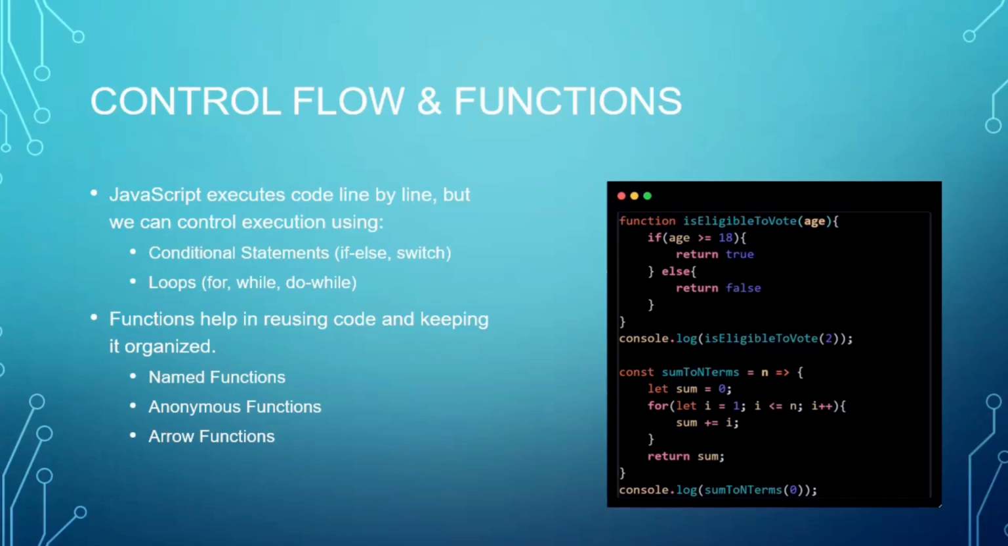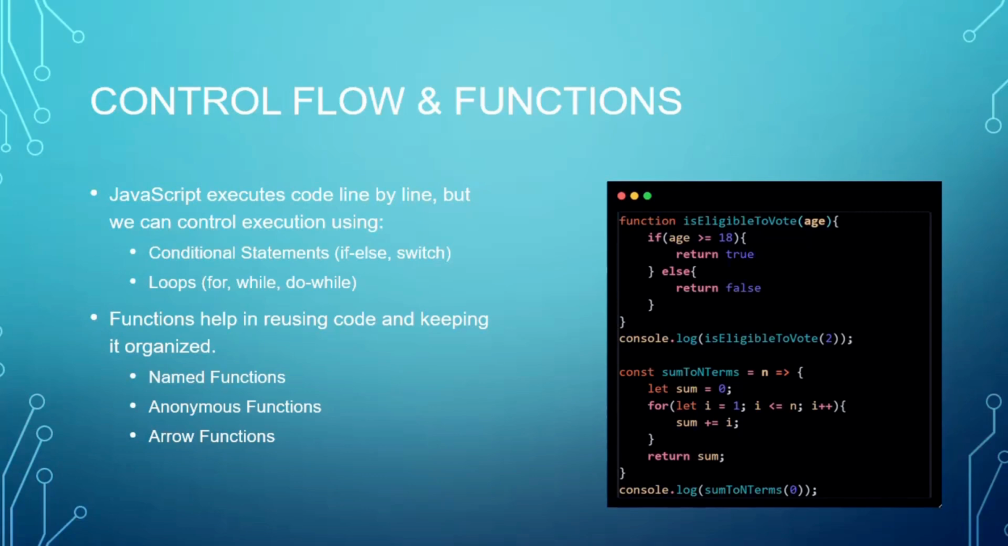Now let's talk about control flow and functions. JavaScript executes code line by line, but we can control the flow of execution using conditional statements and loops. Conditional statements like if-else and switch help us make decisions in our code. For example, we can check a condition and execute different block of code based on the result.